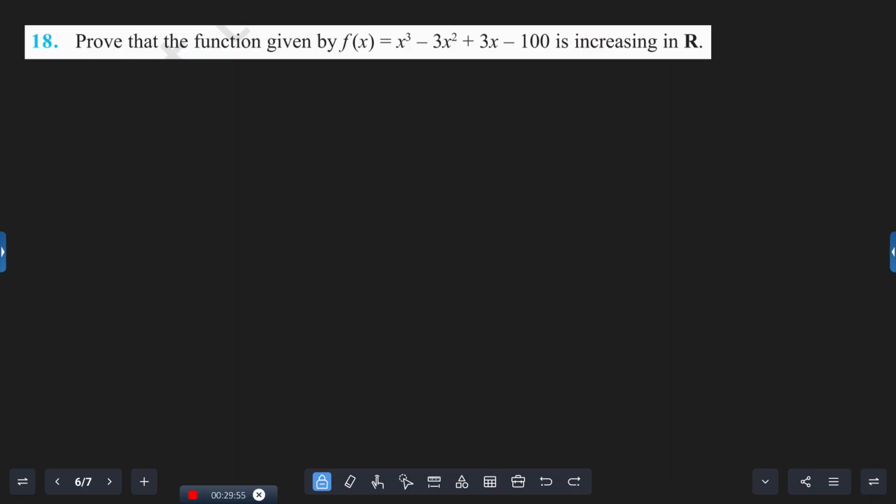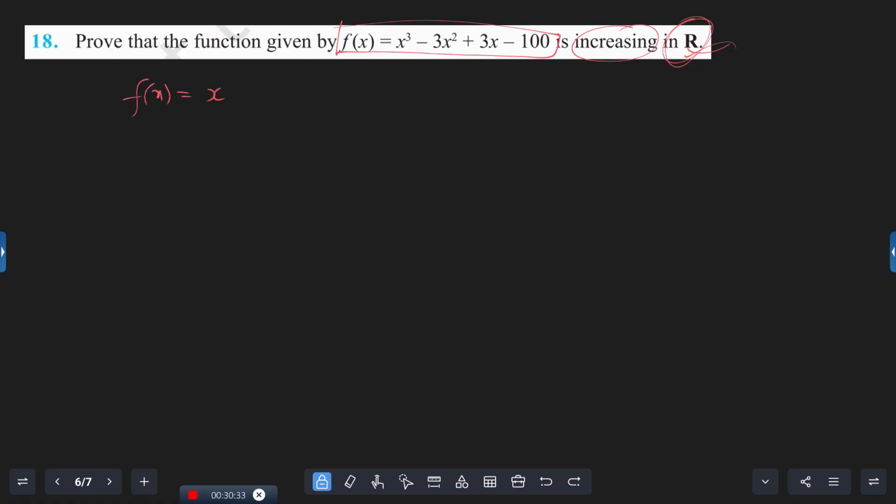Prove that the function f of x is equal to something, it is here, increasing in real numbers. Children, listen. Here, whether you want to put f dash of x equal to 0 or don't want? Tell me. Don't want. Why don't want? Because the interval is mentioned, R. Interval is given means don't put f dash of x equal to 0. If interval is not given, you should substitute f dash of x equal to 0. Understand? Here R is the interval they have mentioned.